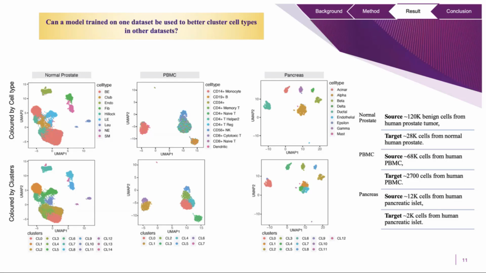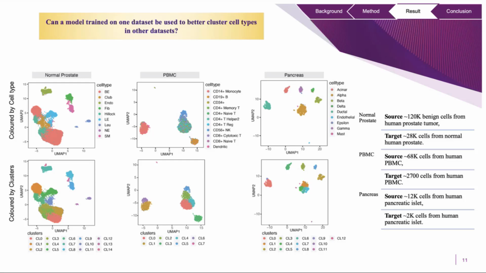So for this, I have used three use cases. My first use case consists of cells from normal prostate, where my source data has 120,000 cells, which is really big, from benign prostate. And then I'm transfer learning onto 28K cells from normal prostate. So this use case gives us a lot of cells to work with. So we are checking whether our model is scalable or not.